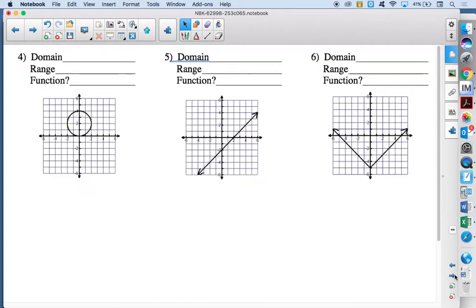So see if you can do the next 3, and then we'll talk about them. The line is a little different, the line in the middle. So try and see if you can think about how to write the domain and range for the line.